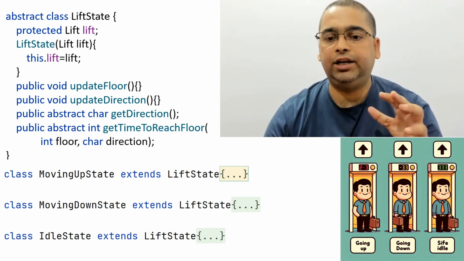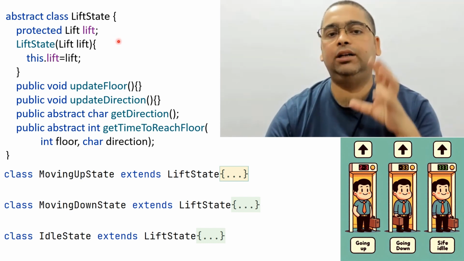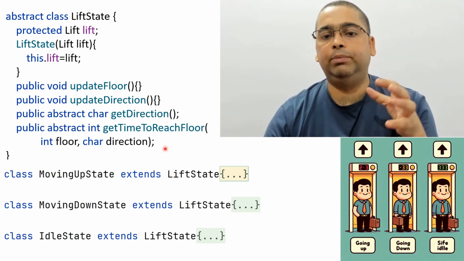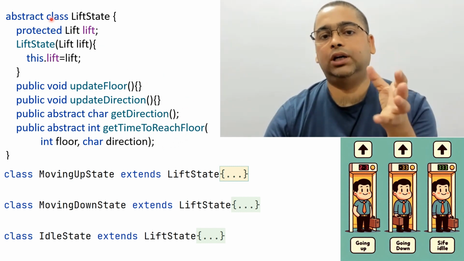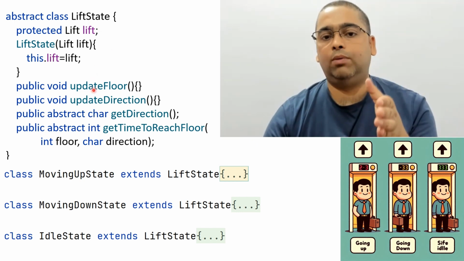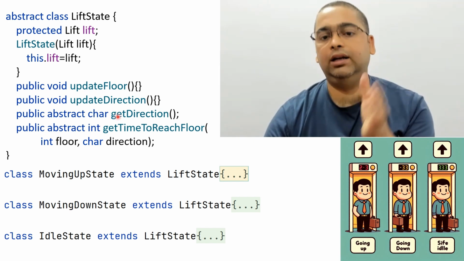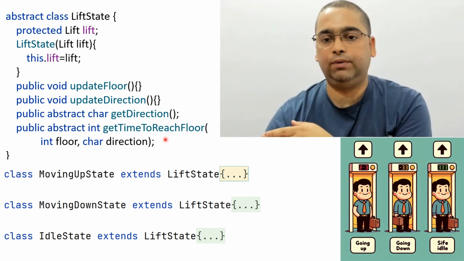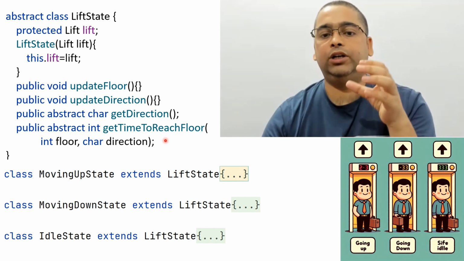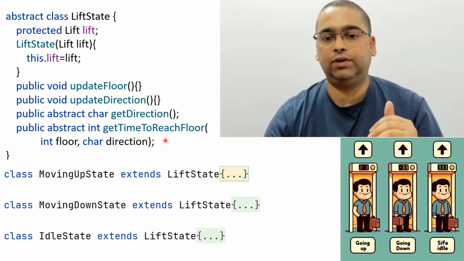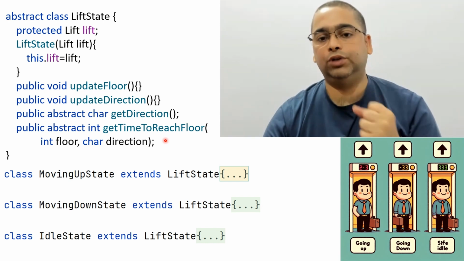For implementing the state design pattern, you need two things. The first is either an interface or an abstract class, basically a superclass, which contains all the common behavior, that is the common methods. In the case of a lift, I have used the class LiftState. It contains common methods like update floor, which will be called every second, update direction and get direction, and the core method, get time to reach floor, which a lift uses to tell the lift system how much time it will take to start processing a user's request. Using those timings, the optimal lift will be chosen for a given request.